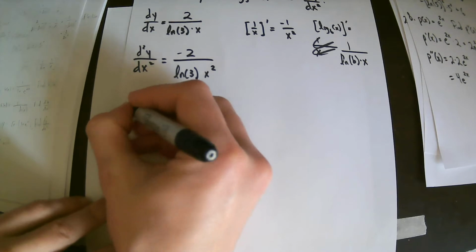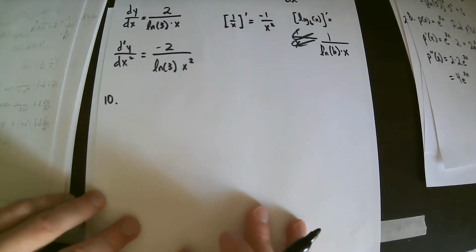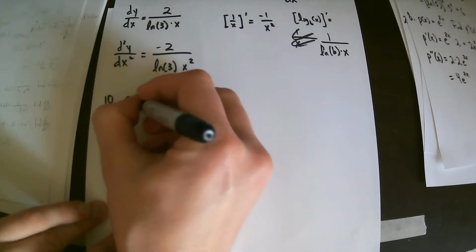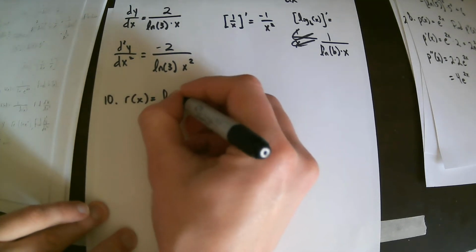Okay, number 10. R of x is equal to ln of 2x.